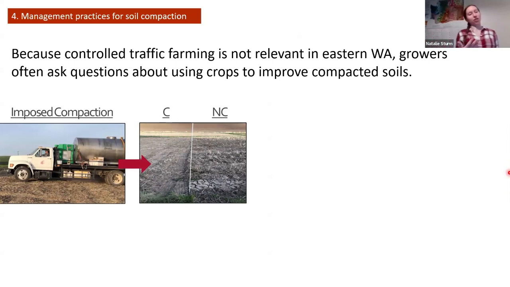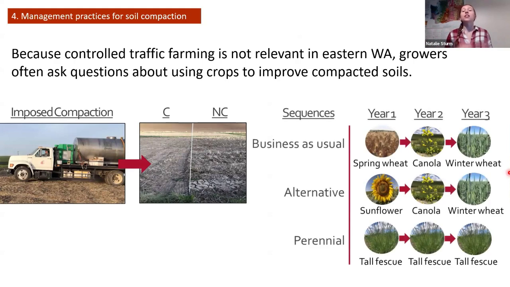But we imposed compaction on purpose to some experimental plots so that we end up with compacted and not compacted treatments, so that we can look exactly at this question of, can different crop sequences help to improve compaction? So just to highlight the sequences that we're looking at, I've got a business as usual, very typical for Eastern Washington. The alternative replaces that first year crop with a sunflower. This is a crop I often get asked about. And then finally, we're looking at a perennial sequence to see, okay, maybe if we can take it out of production for a few years, will that give us enough of a boost or an improvement in compaction that could actually be worth it?